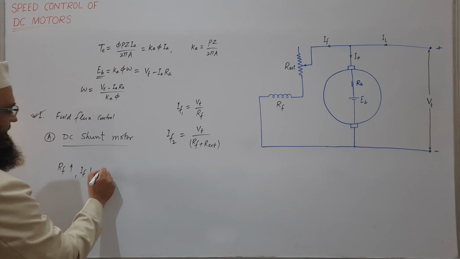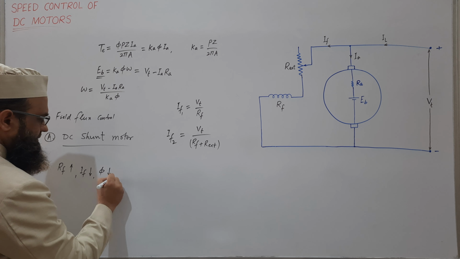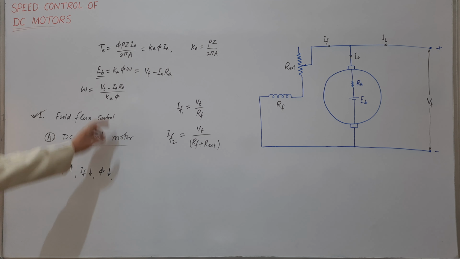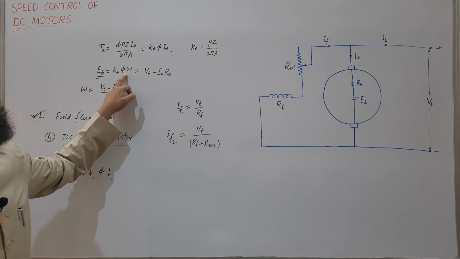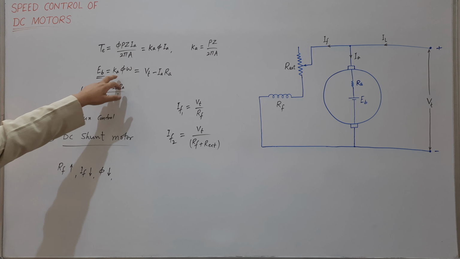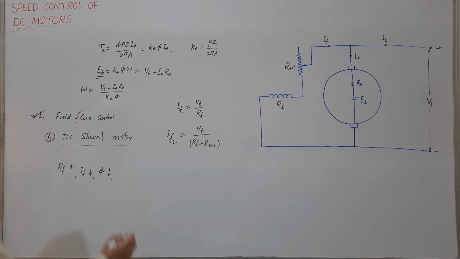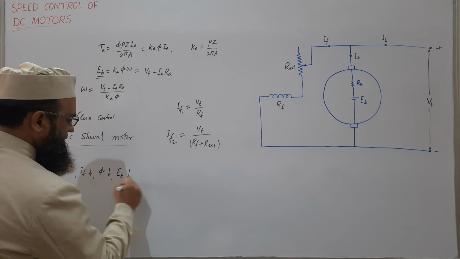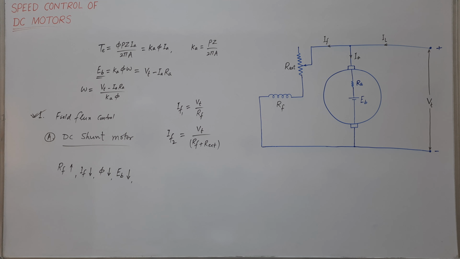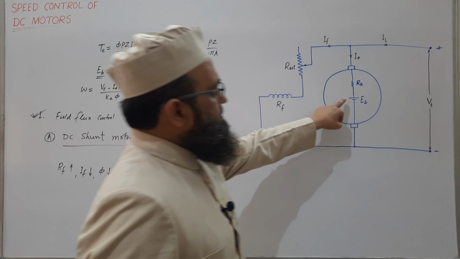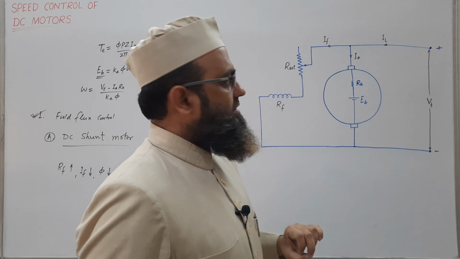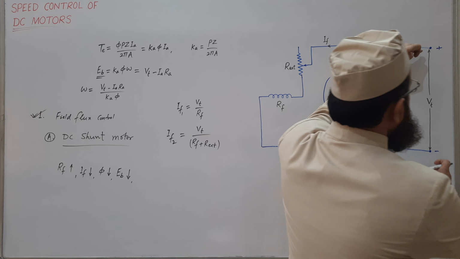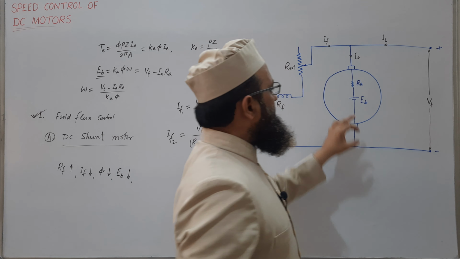By decreasing IF, phi has decreased. As omega can't be changed instantaneously and phi has been decreased, it means EB will decrease. EB will be decreased. As soon as EB is decreased, we have constant supply voltage.